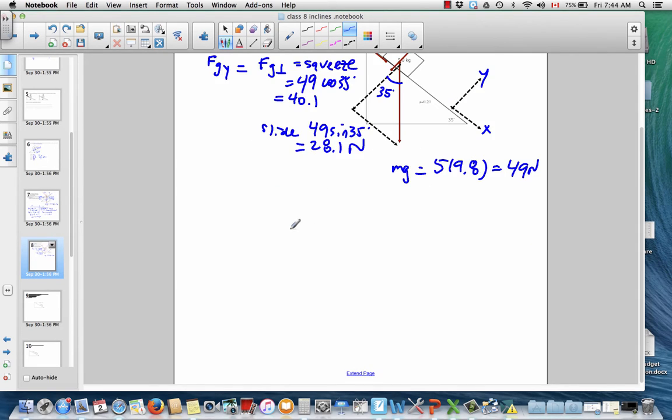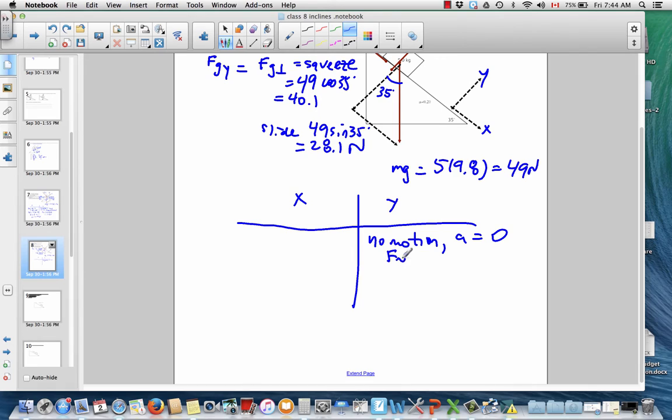So now let's analyze the forces in the y and x direction using Newton's second law. Now again, the mass doesn't fly off the ramp, it slides down it. So that means in the y direction there's no motion, zero acceleration. Zero acceleration tells us the net force is zero, or the forces are balanced. There's only two forces in that direction: the normal force and the squeeze. In some problems there'll be other forces to consider, but in this case, there's just those two. So there's 40.1 newtons of normal force.